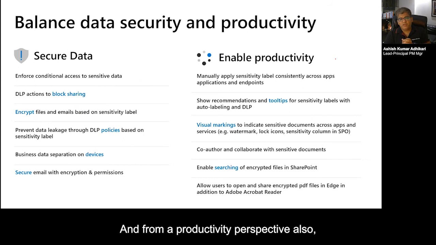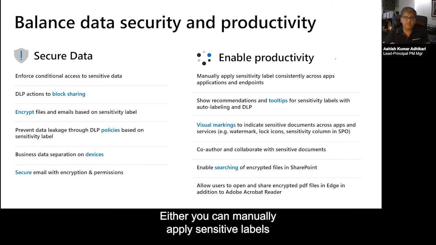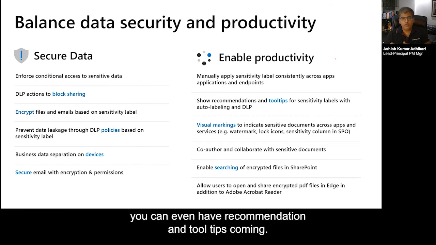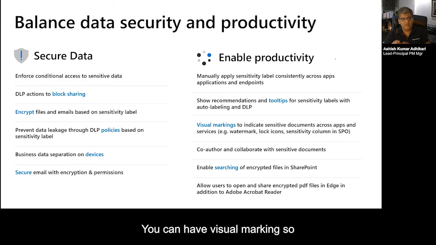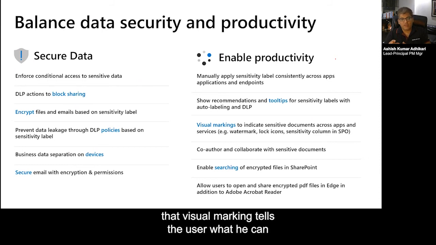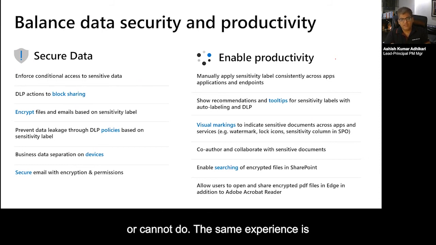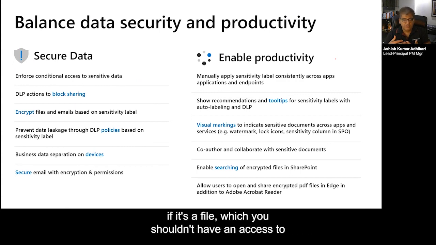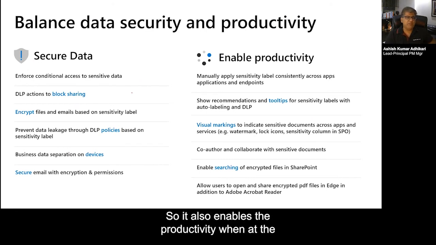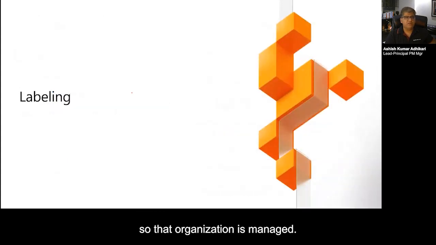And from a productivity perspective also, we're giving you an option. Either you can manually apply sensitivity labels or automatically apply. You can even have recommendations and tool tips coming. You can have visual marking, so that visual marking tells the user what he can or cannot do. The same experience is even applicable on co-authored documents. In the search also, if it's a file which you shouldn't have access to, that gets filtered out. So it also enables productivity when at the same time your data is secure so that organization risks are managed.